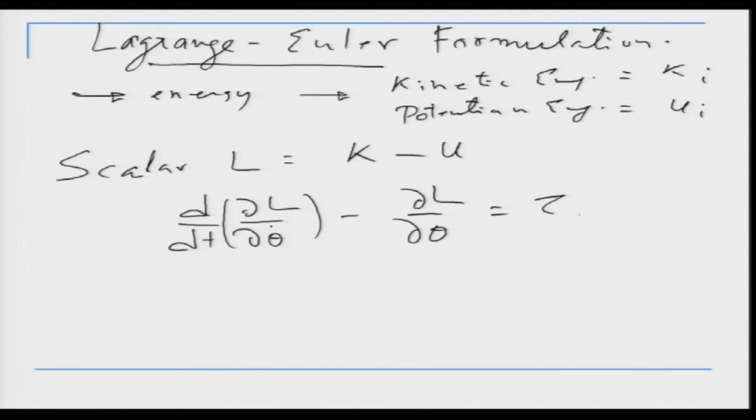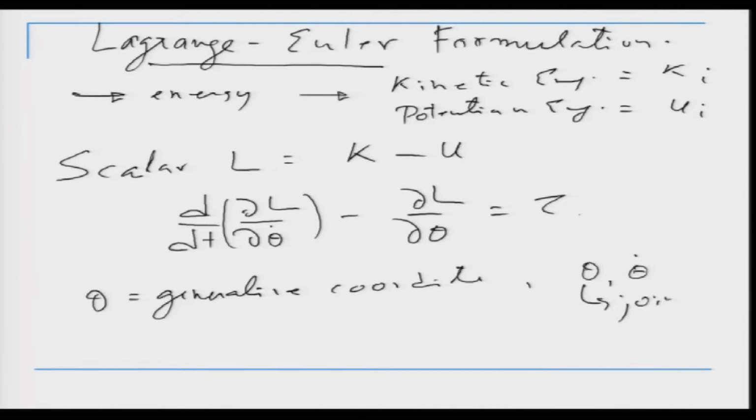So, here θ is a generalized coordinate. Because we are talking of robotics, I have written θ, θ̇ and θ̈, which is basically the joint angle for a revolute joint robot. But in general, please remember that θ is a generalized coordinate.